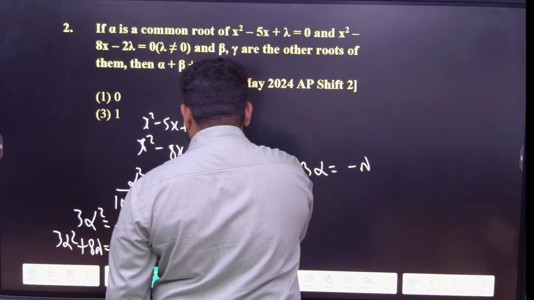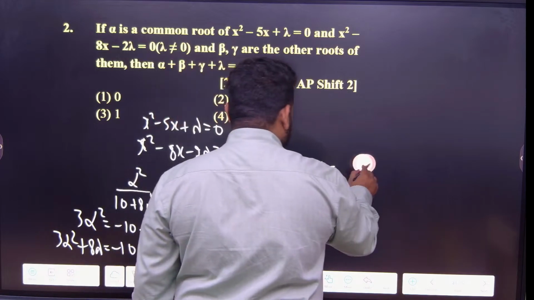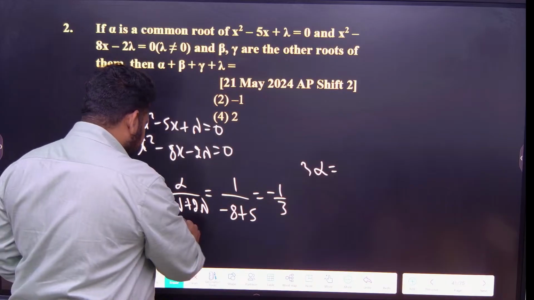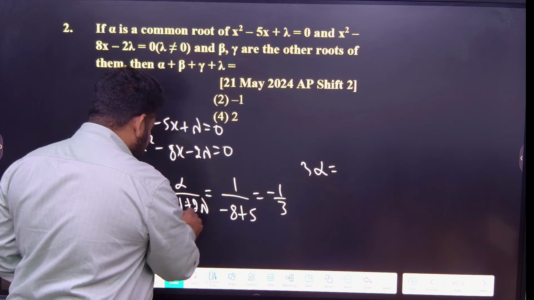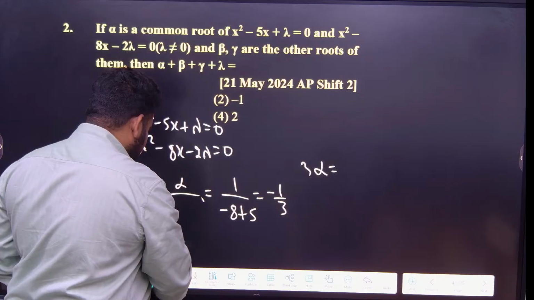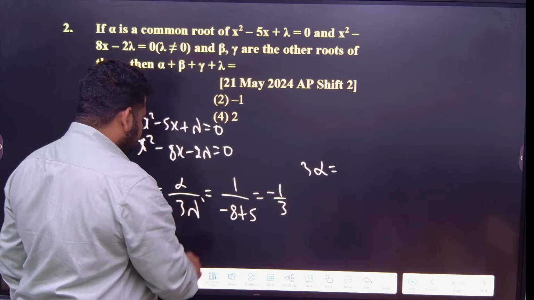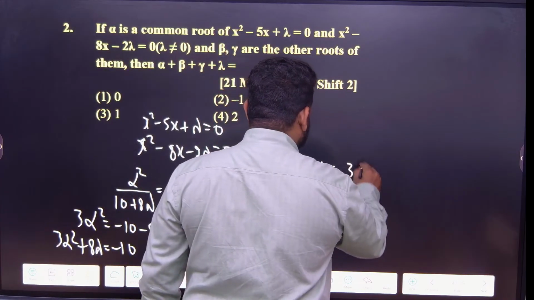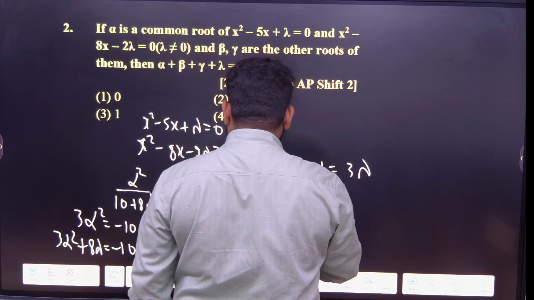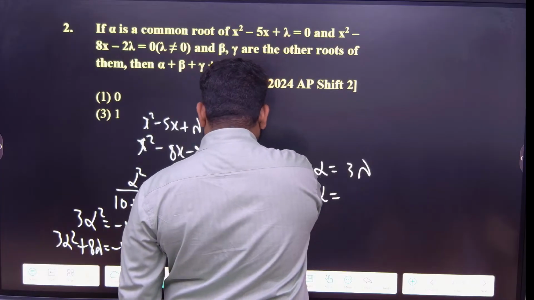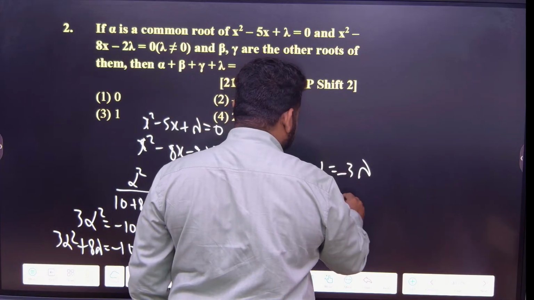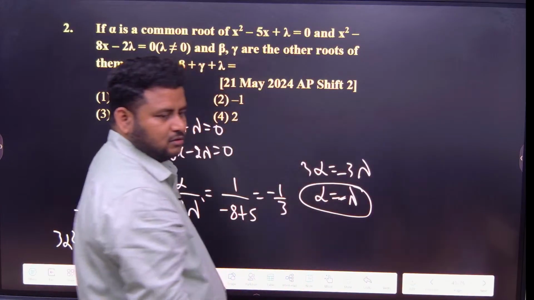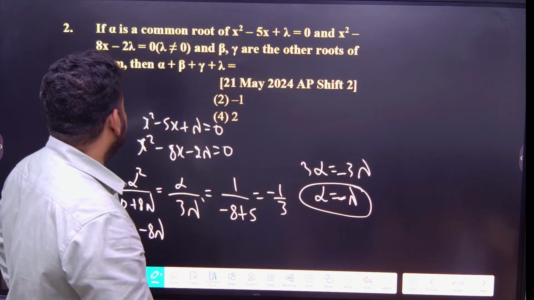This will be actually 3 lambda, right? This will be actually lambda plus 2 lambda is what? 3 lambda. So I can write here 3 lambda, correct? So 3 alpha is equal to 3 lambda. See, alpha is minus 3 lambda. So alpha is equal to what? Minus lambda. This is enough for me. Alpha is equal to minus lambda.